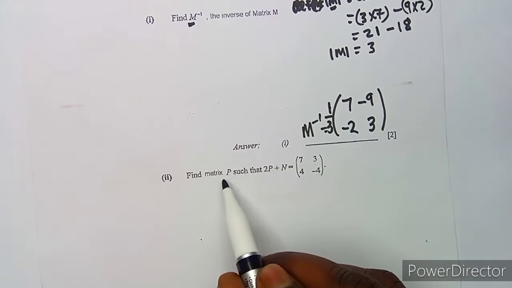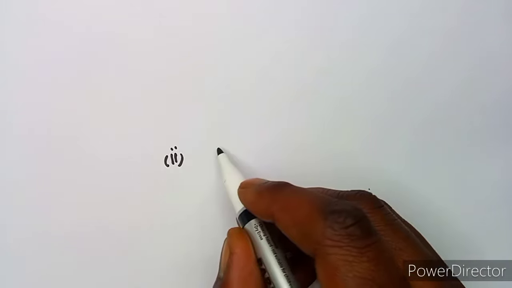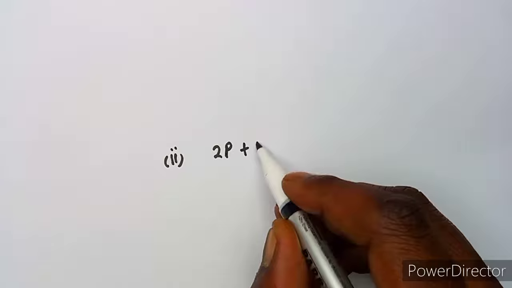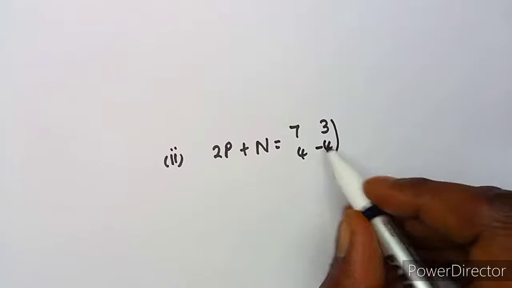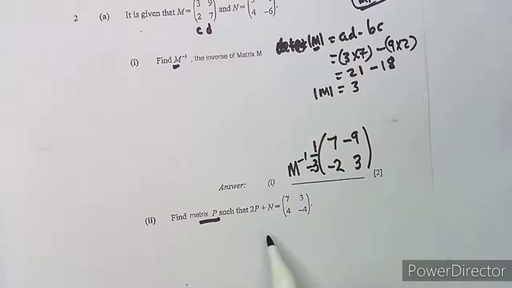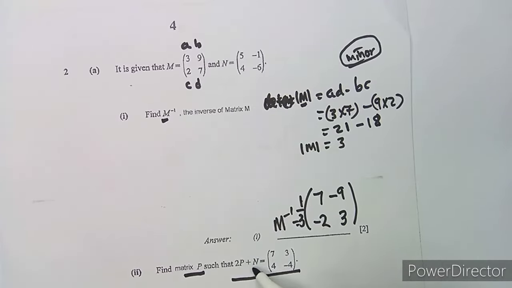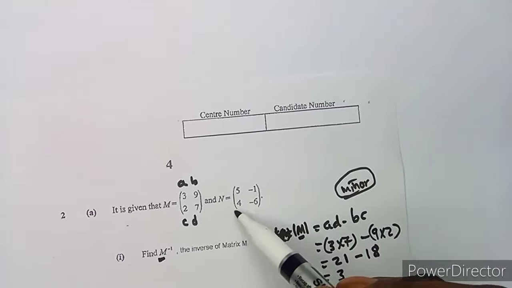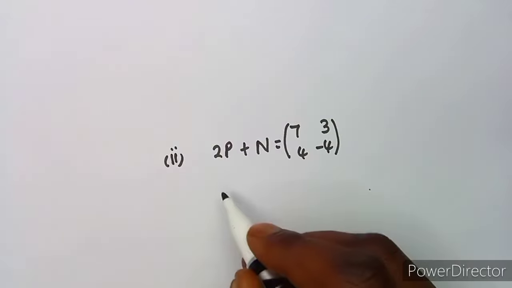On item 2, there is now a matrix P, which we are not given here. But that matrix P is said, if we are to find it, it must be from this equation. 2P plus matrix N is equal to 7, 3, 4, minus 4. That is where our matrix P is going to be found, from this equation. So how are we going to find this matrix P? Okay, so it's simply, we need to substitute whatever that you are given. There is matrix N here, and we have got matrix N here. So let's substitute matrix N where there is N, right? Let's start by doing that.